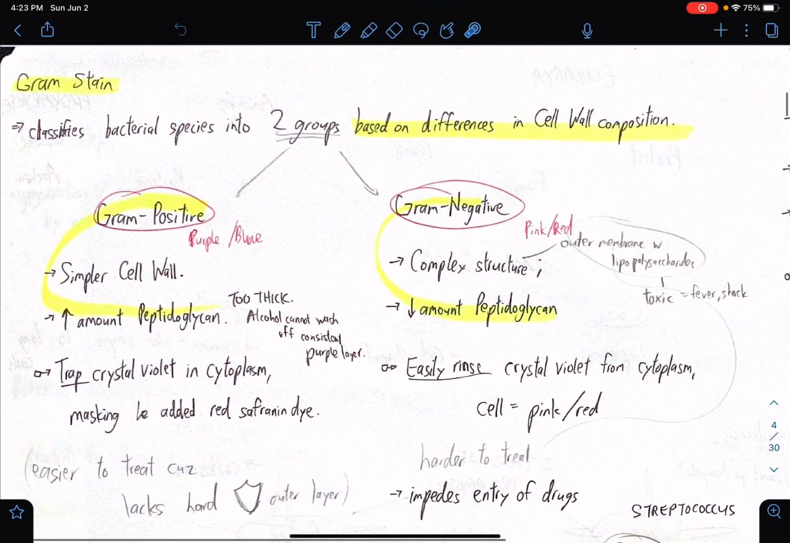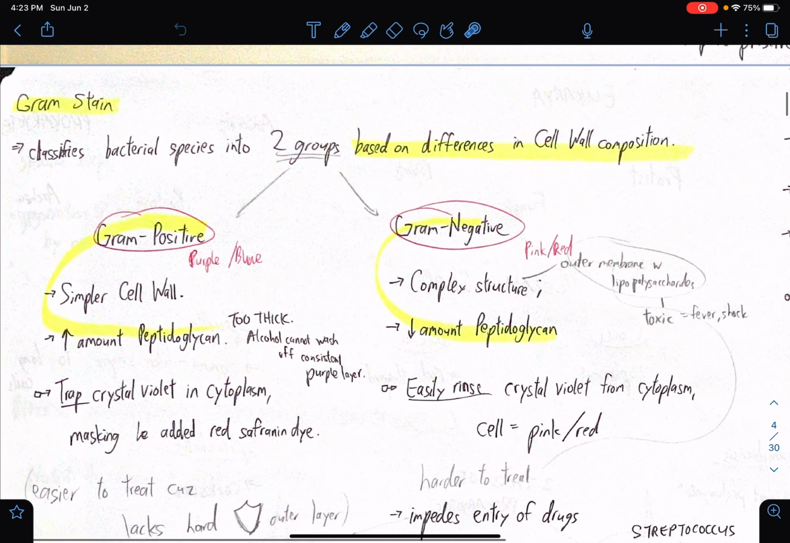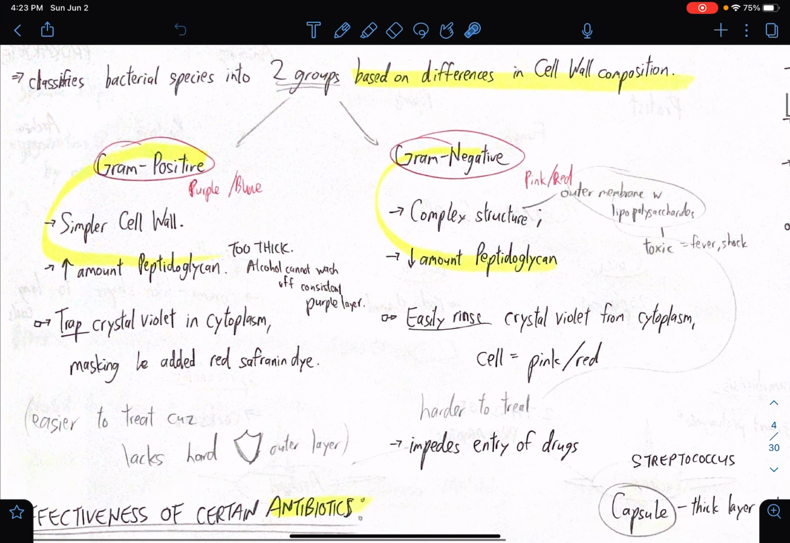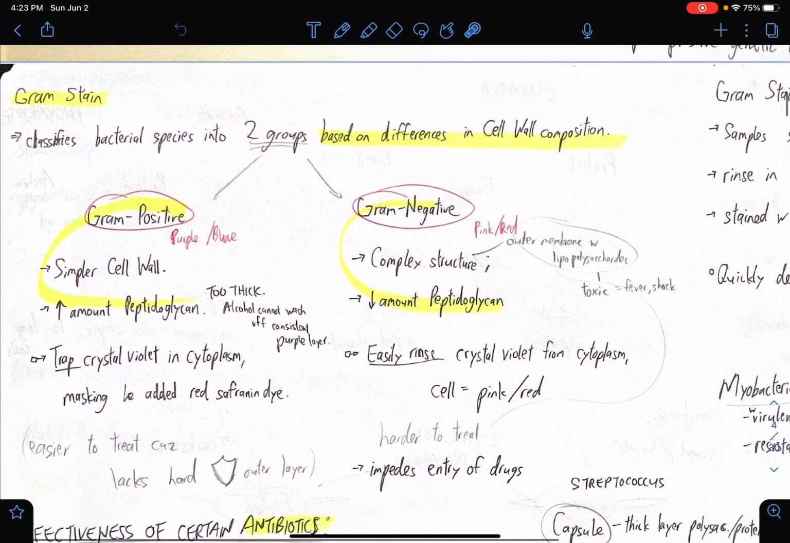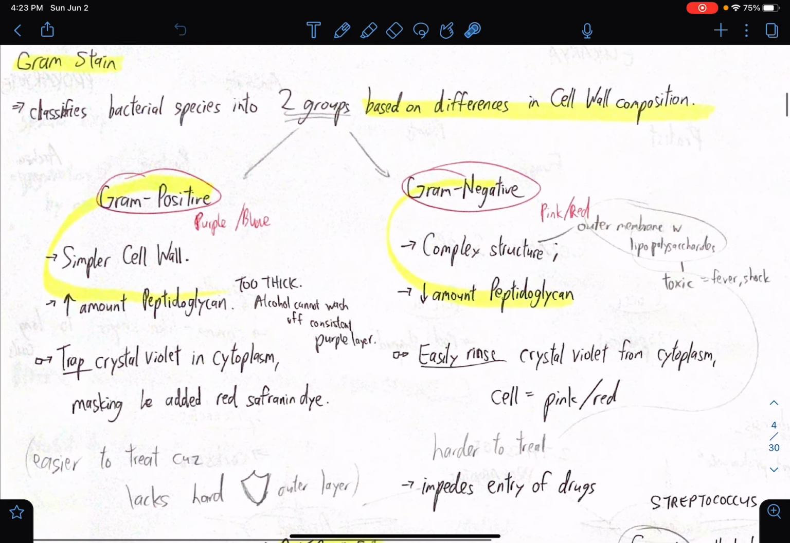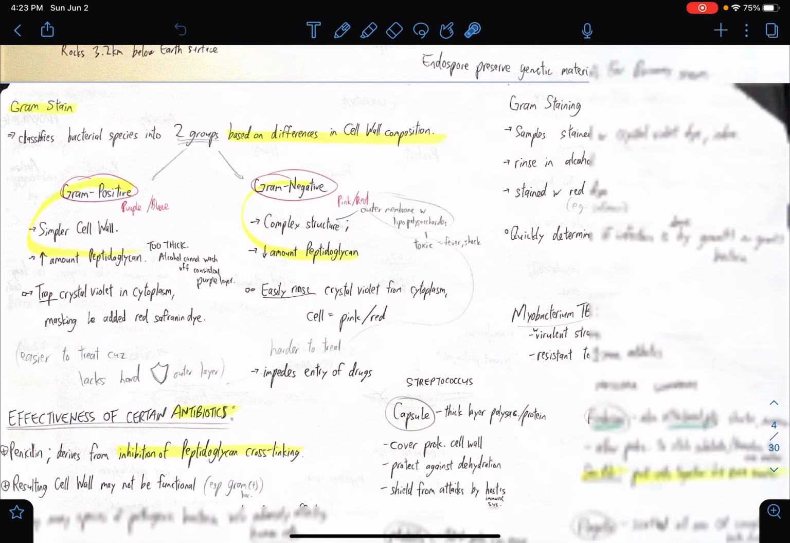So I'm not sure if I can still remember which between these two groups remain or don't change color after being exposed to the last solution in the gram staining process. I'm not sure. But these are the details that I have in my reviewer.